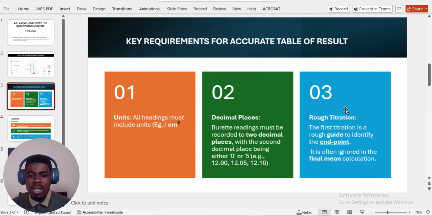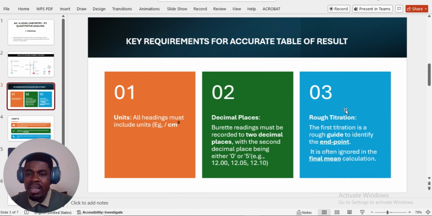Students do make such errors by recording 12.12, 24.15, and so on and so forth. You have to record 12.00, 12.05, 12.10. These are examples. But what we are saying is that the second decimal place should be 0 or 5.